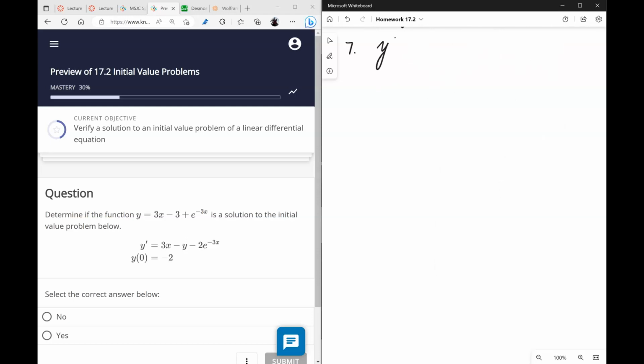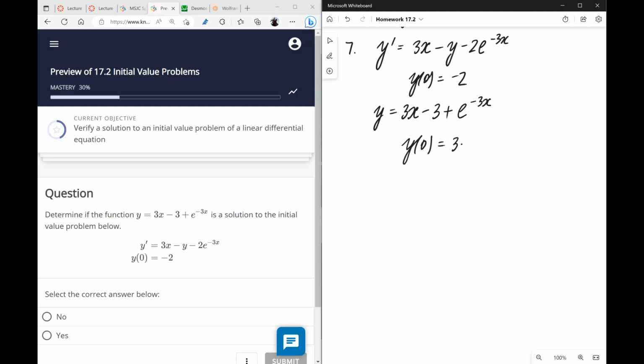We have another problem. So this is my equation. This is my condition. This is my proposed solution. And first thing I do, I plug in 0. And 3 times 0 is 0, e to the 0 is 1, so we get -2, which is -2, so that checks off. Now I have to find y prime.